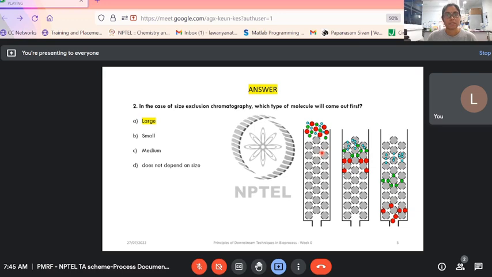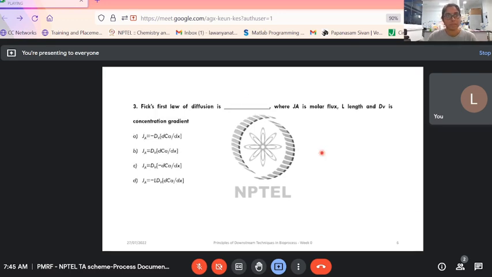So, the answer is the large molecules will come out first. Third question. Fick's first law of diffusion is dash, where J_A is the molar flux, L is the length, dV is the concentration gradient.